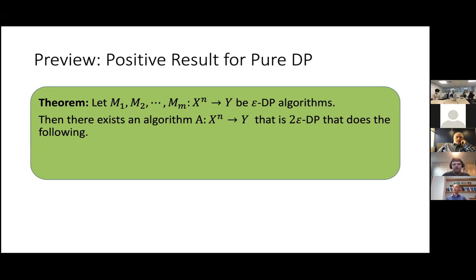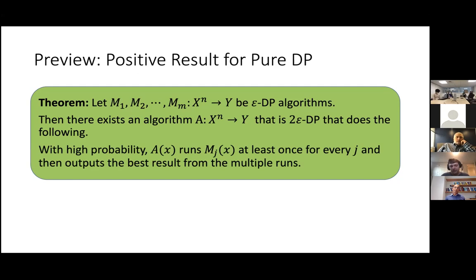And what it does is the following. With high probability, when you run the new algorithm A, it's going to run each of those algorithms at least once. It's going to look at all of the outputs and pick the best one and return that. So we're able to, in a sense, run all of the algorithms with only a constant factor blow up in the privacy cost.